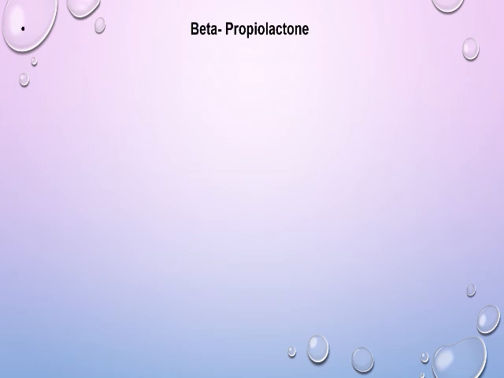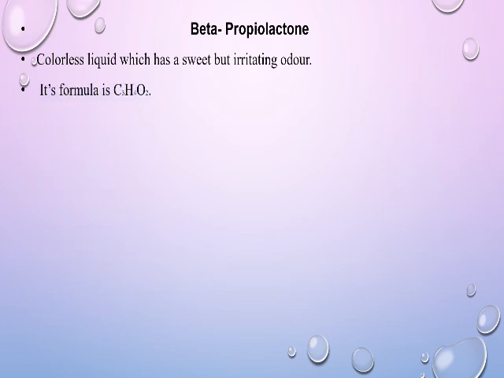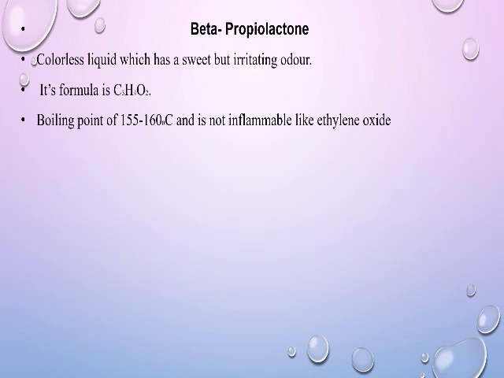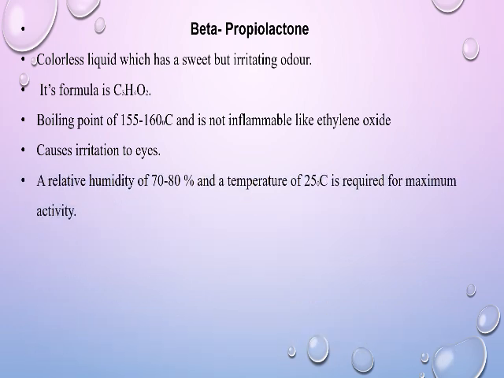Beta-propyolactone. At room temperature, it is a colorless liquid which has a sweet but irritating odor. Its formula can be seen on your screen. It has a boiling point of 155 to 160 degrees. It is not inflammable like ethylene oxide, but at the same time, it causes irritation to eyes. It kills both the vegetative cells as well as spores, and hence it is a good sterilizing agent. A relative humidity of 70 to 80% and temperature of 25 degrees is required for maximum activity.